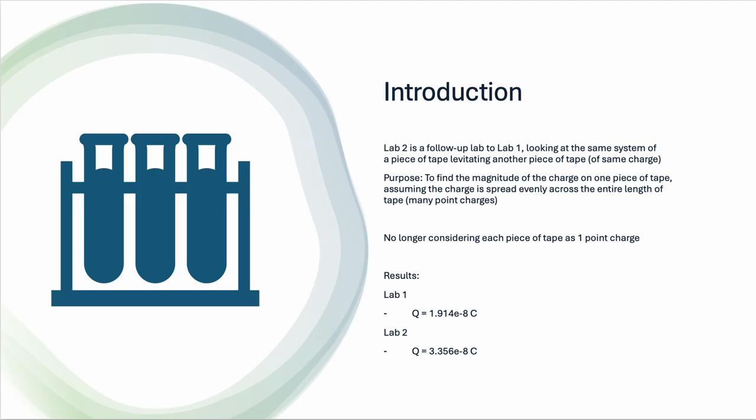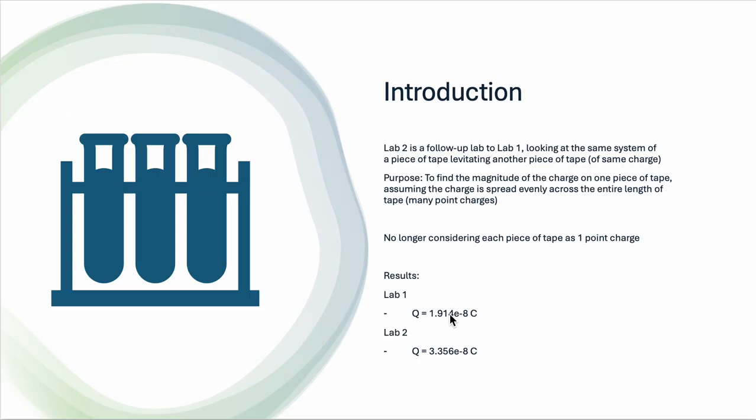So, Lab 2 is basically a follow up to Lab 1 where we're looking at the same system of a piece of tape levitating another piece of tape of the same charge, we're assuming. And so the purpose was to find the magnitude of the charge on one piece of tape, assuming the charge is evenly spread across the entire length of each tape. So many point charges. So we're no longer considering each piece of tape as just one point charge.